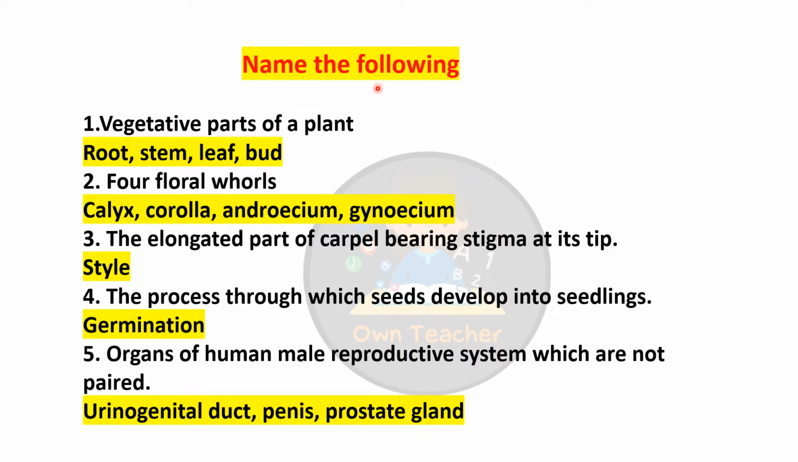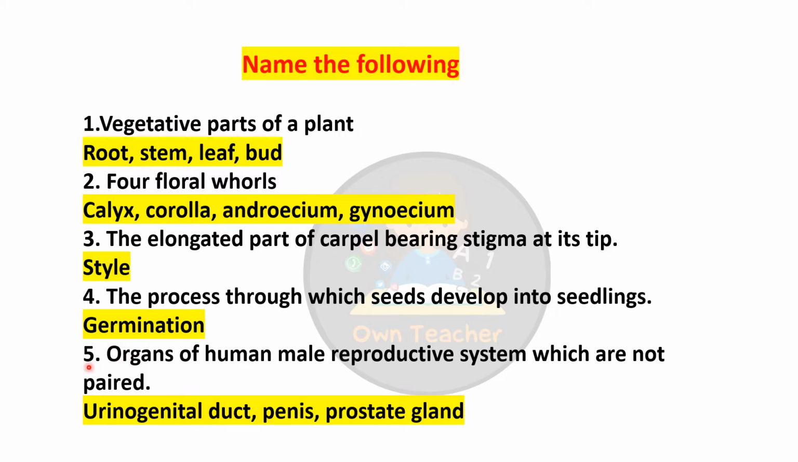Name the following. 1. Vegetative part of a plant: root, stem, leaf, bud. 2. Four floral whorls: calyx, corolla, androecium, gynoecium. 3. The elongated part of carpel bearing stigma at its tip: style. 4. The process through which seed develops into seedlings: germination.